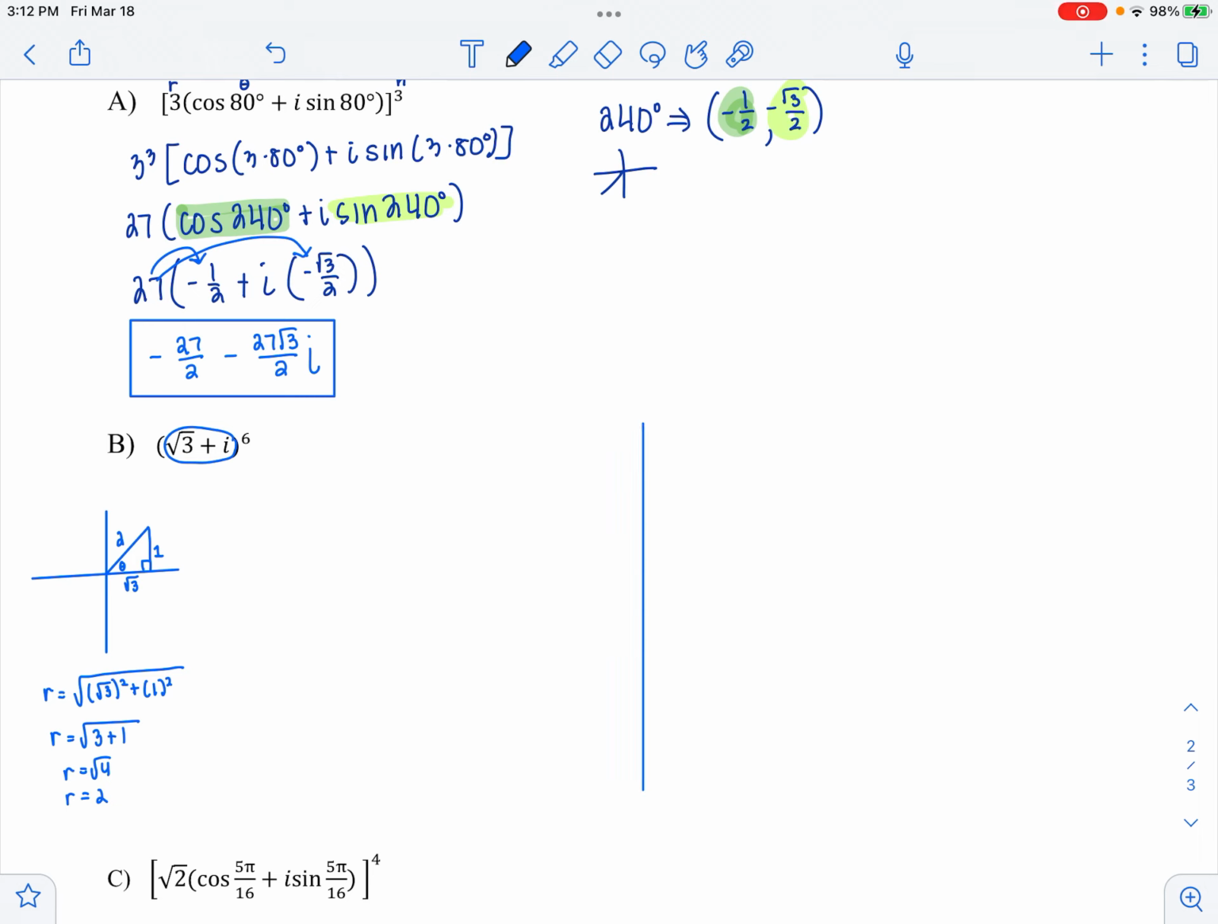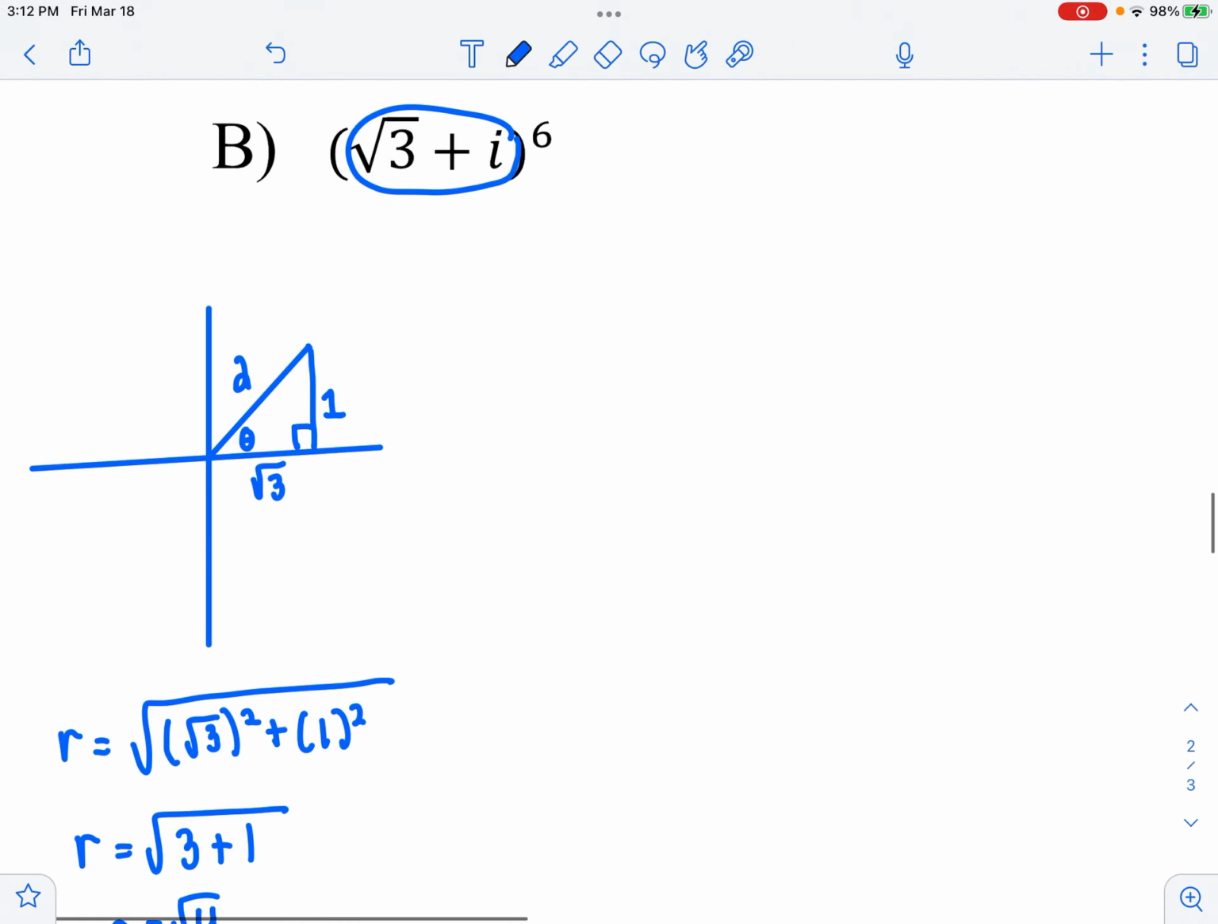I can do r, which is 2 to the 6th power, times cosine of n times theta, so 6 times, I just need to know what theta is, plus i sine of 6 times theta. I already got r, I need to know what theta is. Remember, this is in the first quadrant, so this is theta. If it was in the second, third, or fourth, I'd call it alpha and then figure out what theta is.